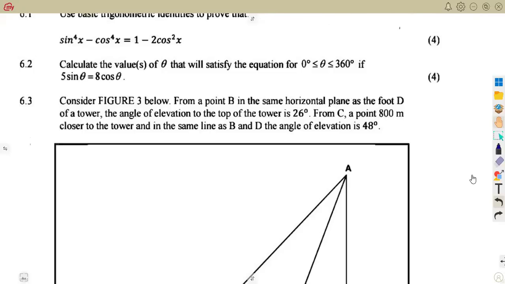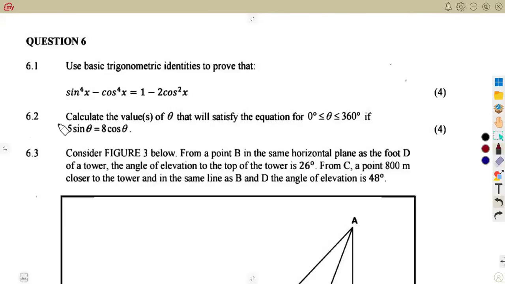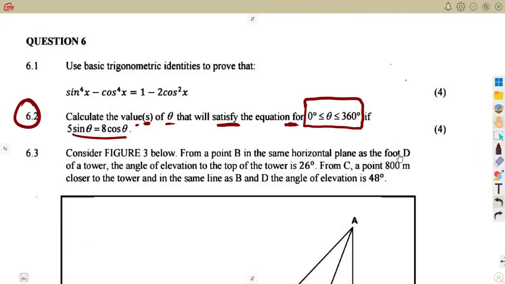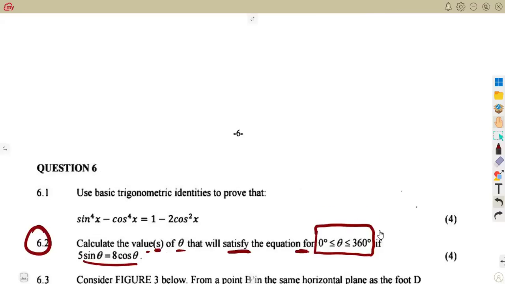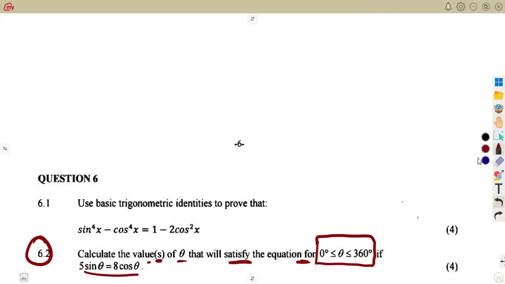All right, working with 6.2, that was a trigonometric equation. Calculate the values of theta that will satisfy the equation in this interval, if we are given this. Also, they do repeat this question, guys, where you form a tan from that one.